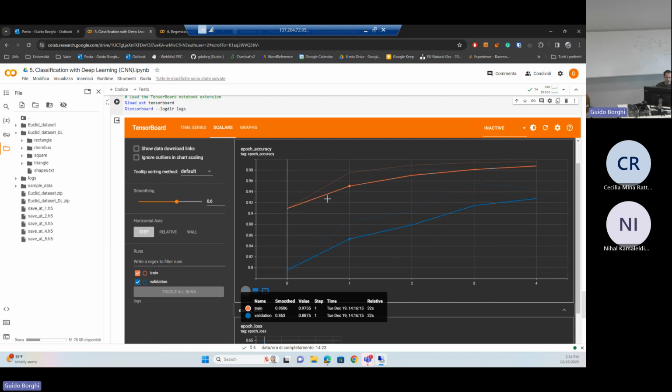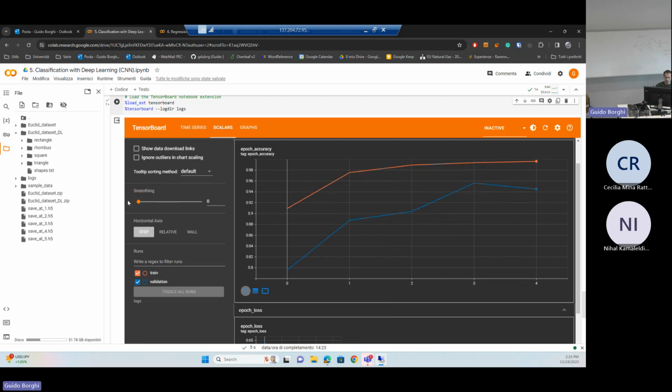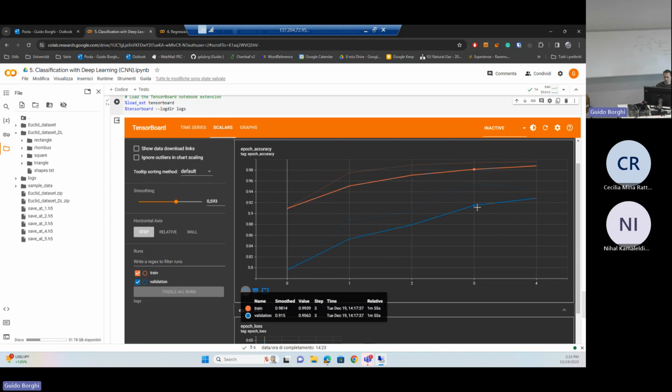In orange, you can see the train. In blue, the validation. Of course, the accuracy of the train is higher than the validation. And you can see that across all epochs, we are able to increase the level of accuracy of our network. Okay, here you have the smoothing. So remember to also put the smoothing to 0. And now you can appreciate that after the third, in the fourth epoch, we have the best accuracy in the validation set. Okay, using smoothing of 0.6 is not possible to appreciate this thing.